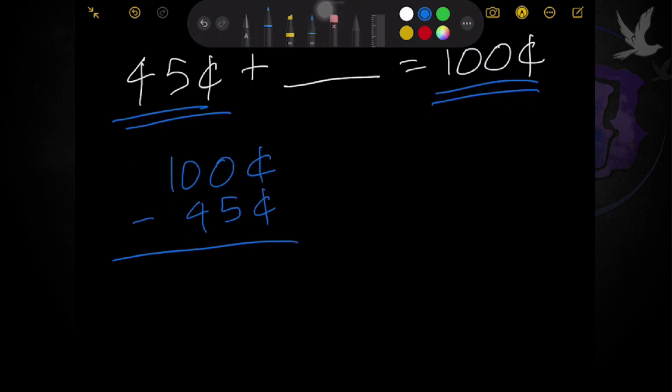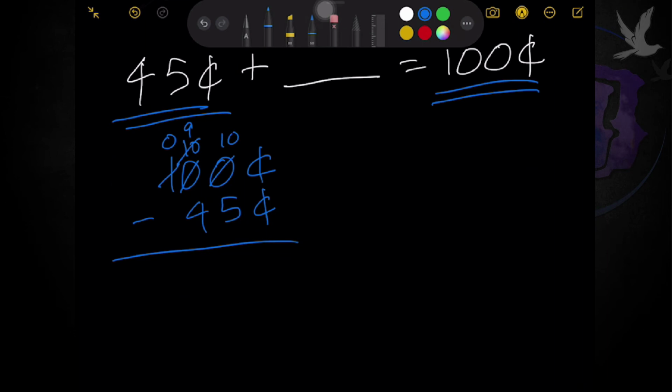0 minus 5 cannot be. So we need to borrow from the next number, which is 0. But in this case, since it's 0, you cannot borrow from it. So 0 should borrow from 1 first. This one should become 0 and this 0 should become 10. Now, this 0 can borrow from 10 na. So 10 will become 9 and 0 will become 10.